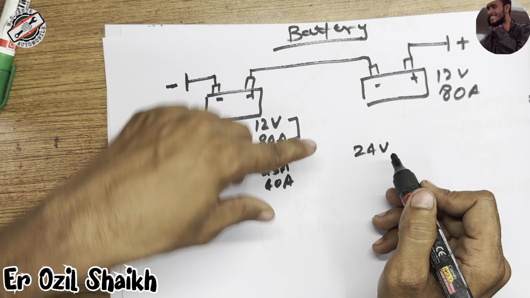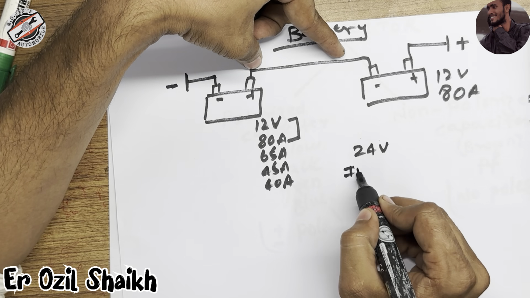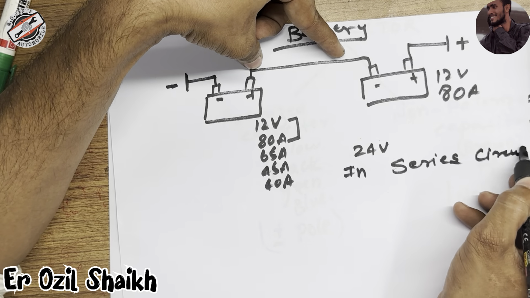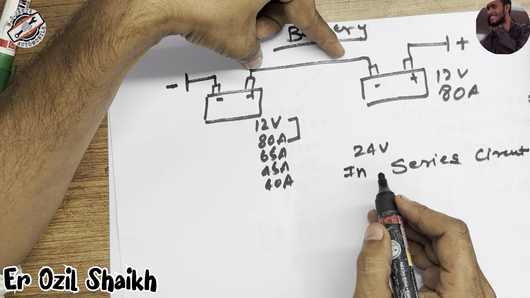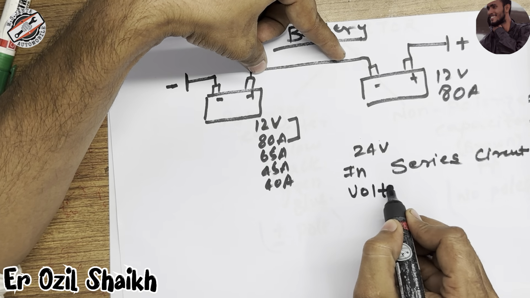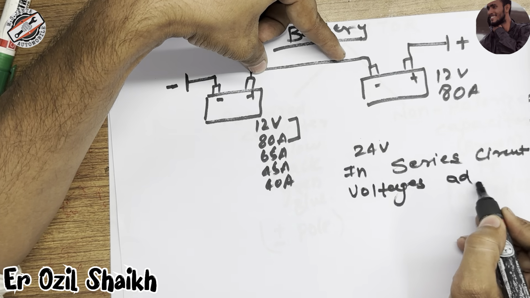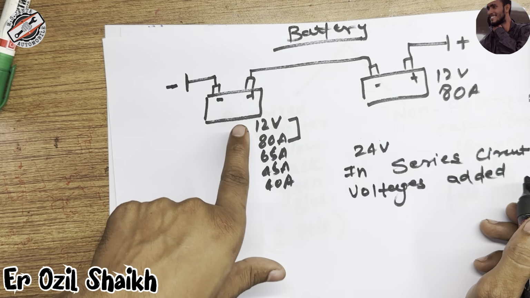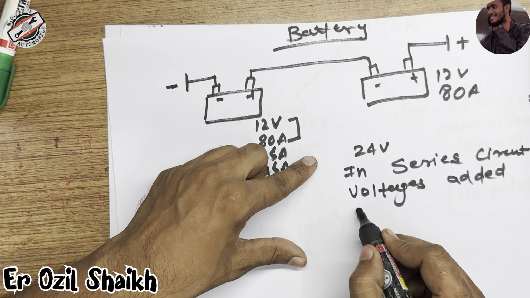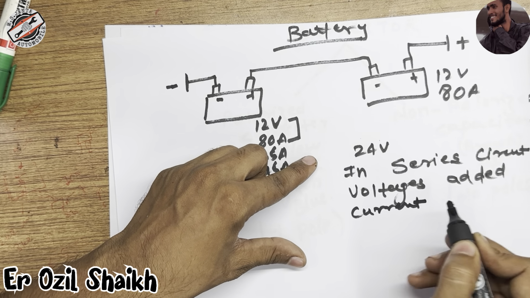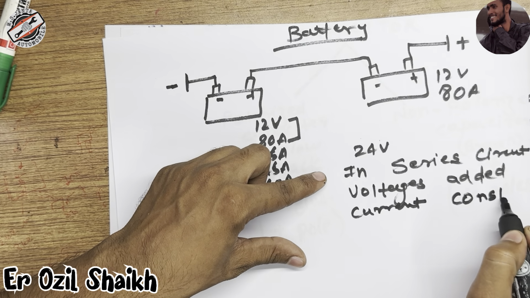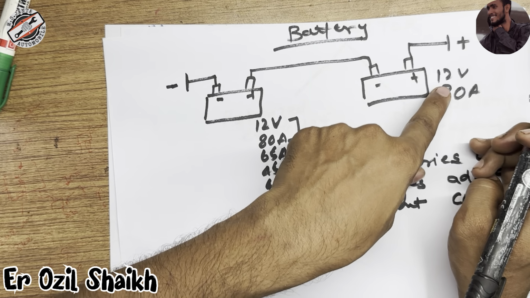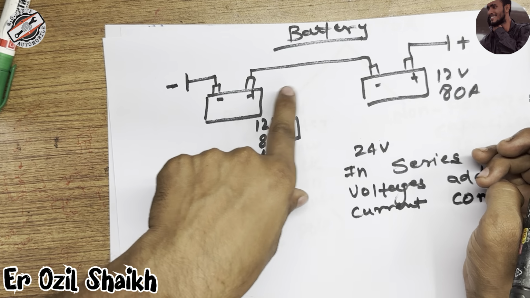How? So in a series circuit, voltages should be added, and ampere will be constant, meaning current. Ampere means what? Current constant. Current will not change, it will not be added. Only voltage will add if you connect the battery in series.